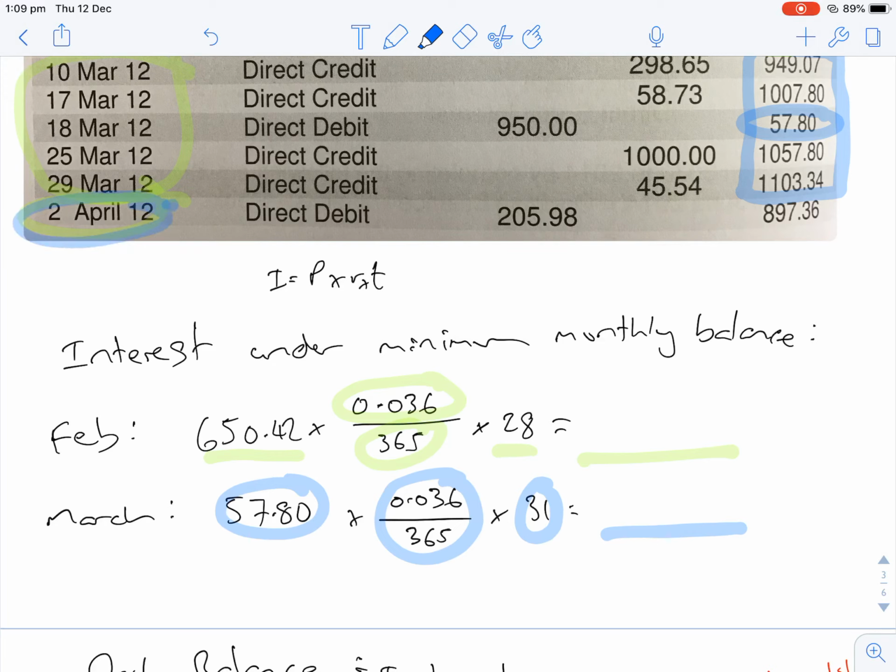So for April, I had a balance of $897.36, times that again by my daily interest rate. And in this case, I'm assuming, of course, that we've got the full account and that there weren't more transactions in April. And then times it by the number of days in April, which is 30. And away I'd go, and that would give me my interest for each of those months.